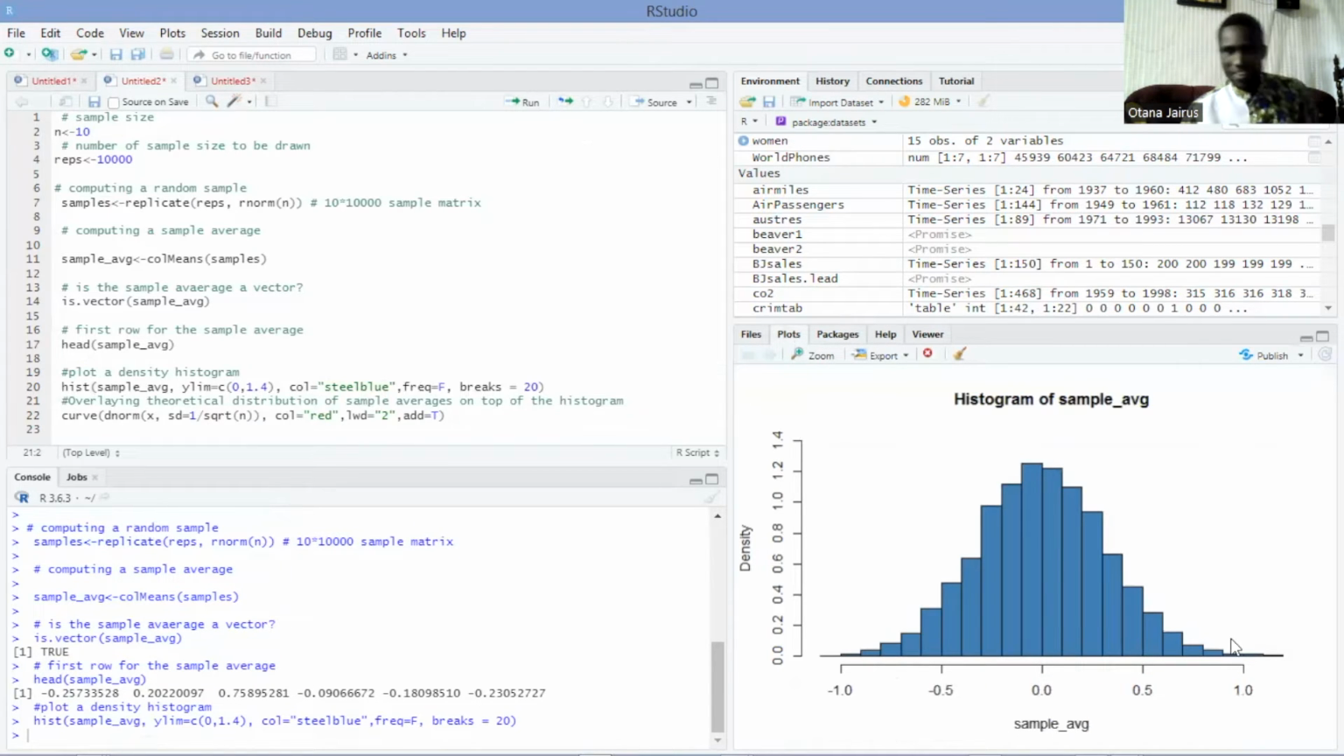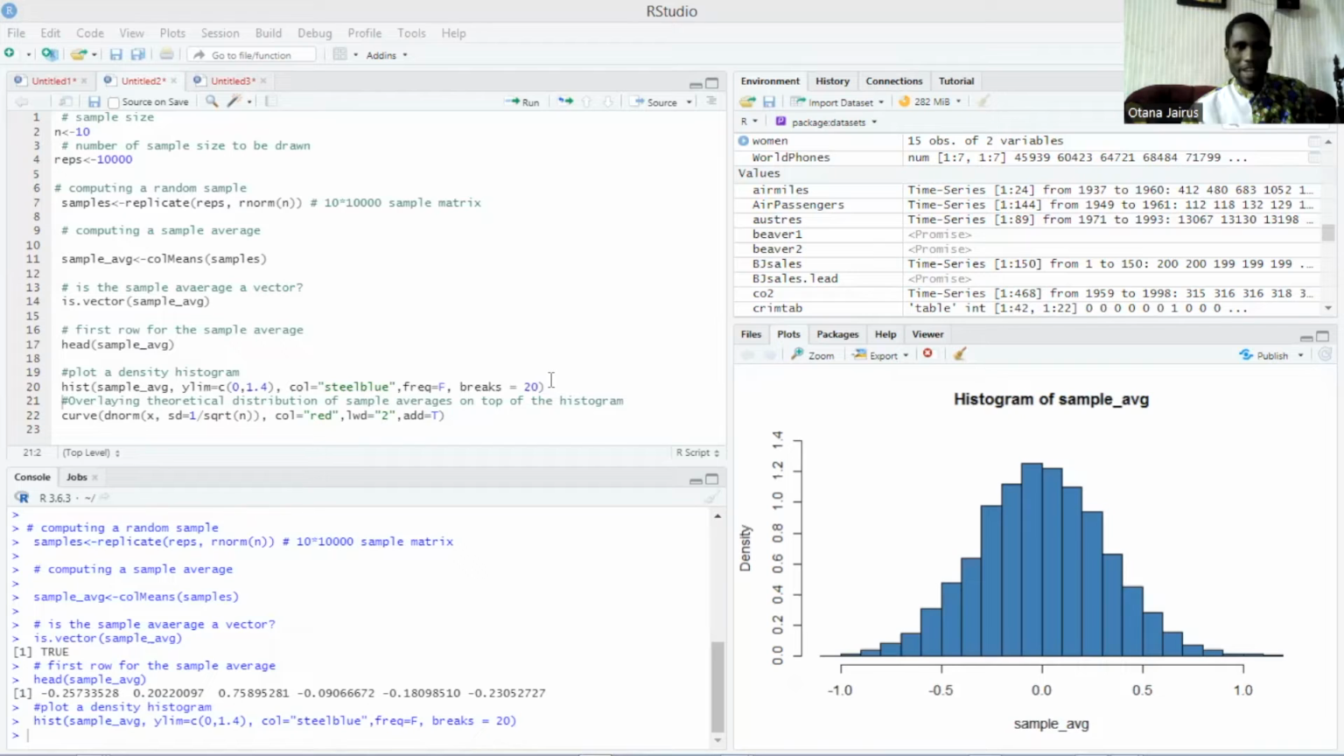So you see now, this is our histogram for our sample average. You can see a great histogram here. We used density, and remember, we said the y-axis is from 0 to 1.4. Then the breaks, we said we need 20. So you can see how we have been able to plot the sample average using R.